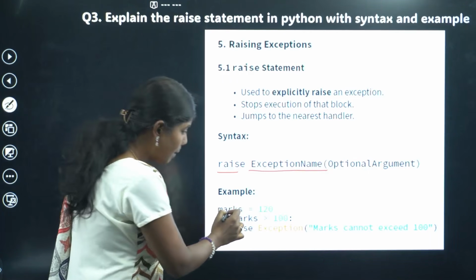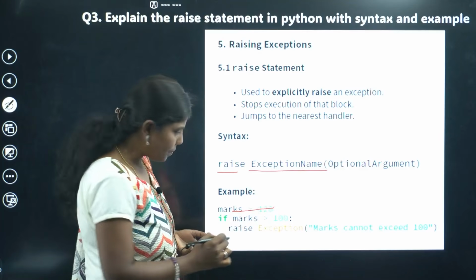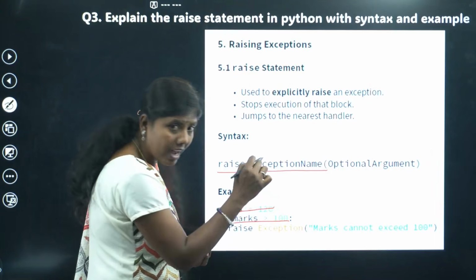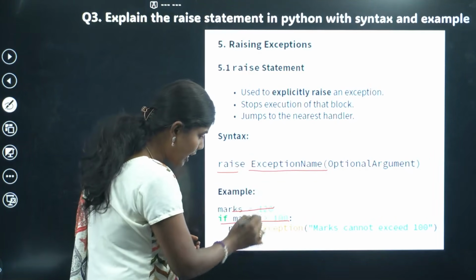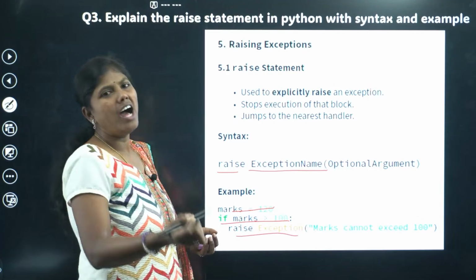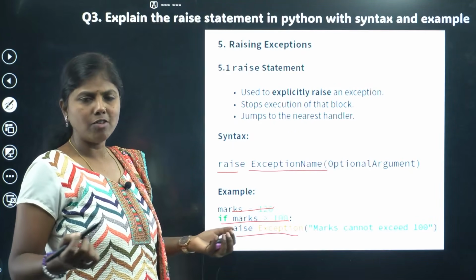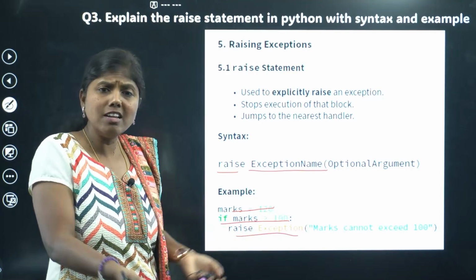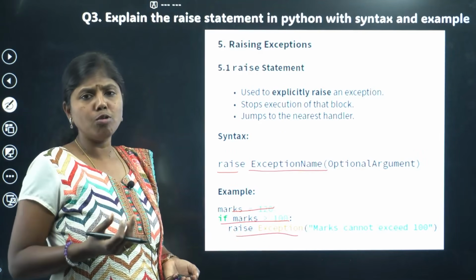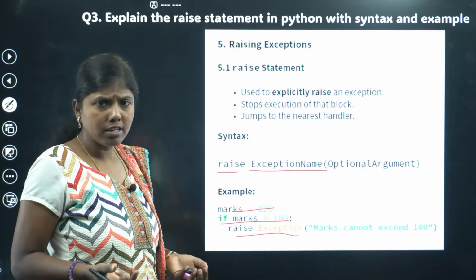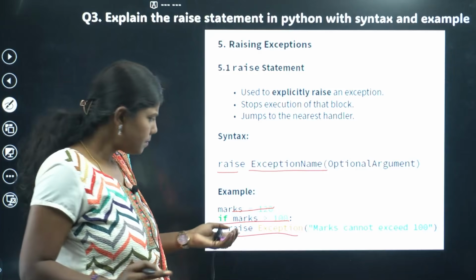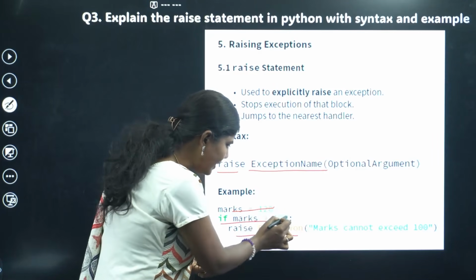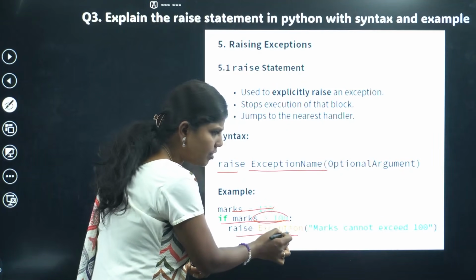Now what is the example? Marks equals 120, and we check if marks is greater than 100. If it is greater, then I'm going to raise the exception. How can you have marks greater than 100? For example, we have a maximum limit of 100. Nobody can score more than 100. 101 is not accepted. It's only 100. So automatically when the condition is satisfied, I'm raising an exception.